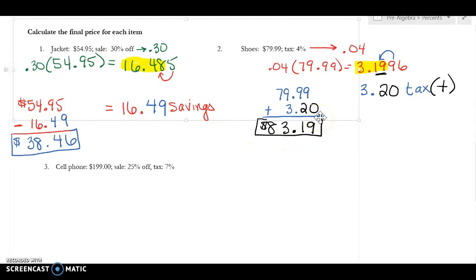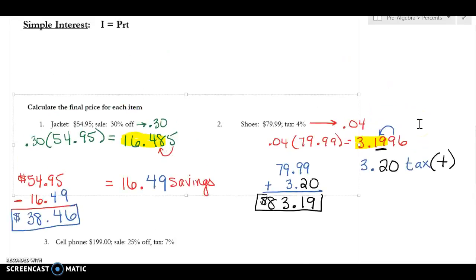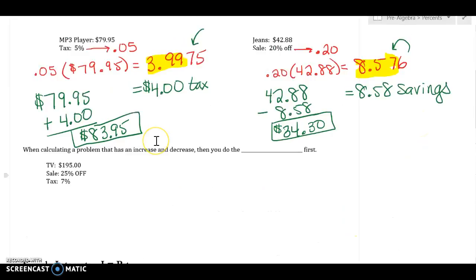Now, sometimes you're going to have a problem where you're saving money and you pay tax. And when you have a problem like that, what you need to do is the decrease first.